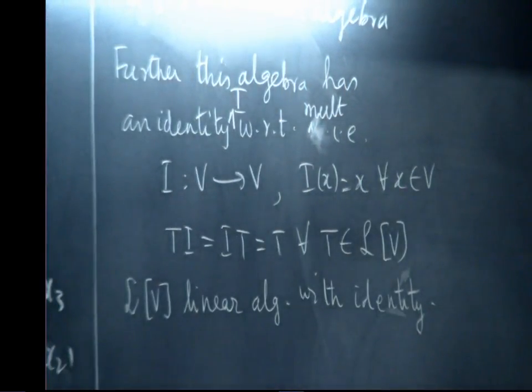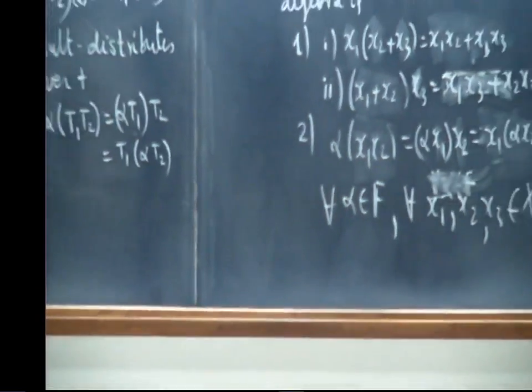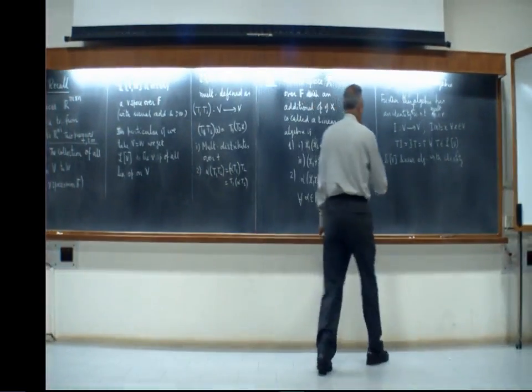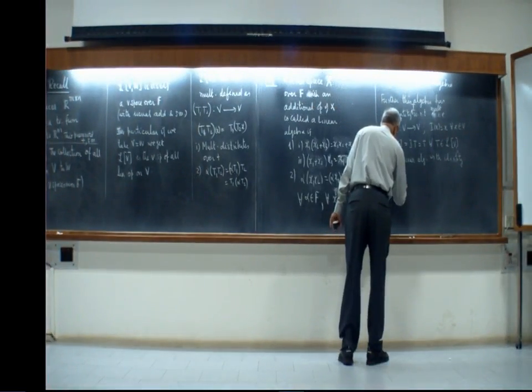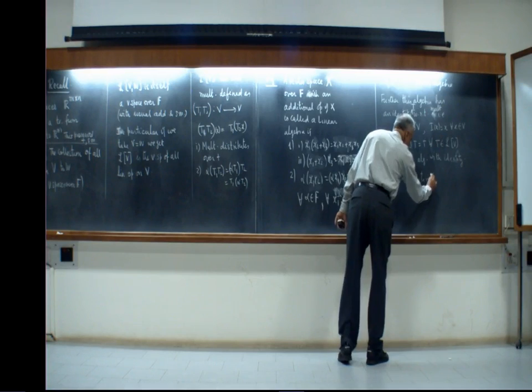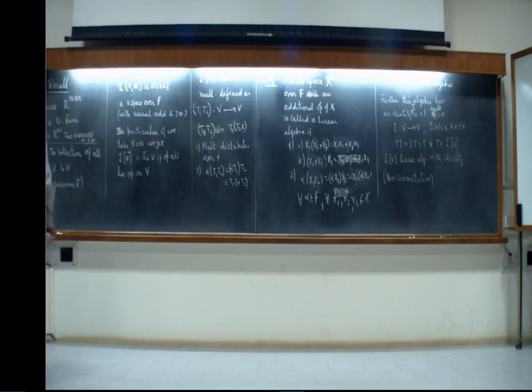However, the product is not commutative now, because T1 T2 will be different from T2 T1, just like in matrix theory, where A1 A2 need not be the same as A2 A1. So it is a non-commutative linear algebra. The product tells us that. So, L(V) is a non-commutative linear algebra with identity.